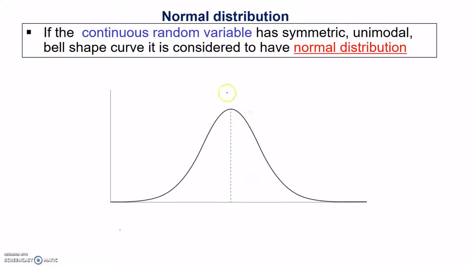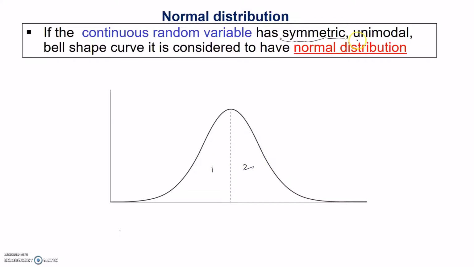Now, how many properties does it have? Let's look at these properties one by one. The first one is that it is symmetric. And I told you in the previous chapter what symmetric means. I can divide this figure into two parts such that the two parts are mirror images of each other, 1 and 2. This is a behavior which is called symmetric.